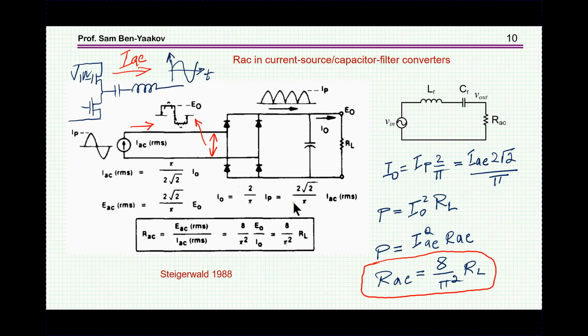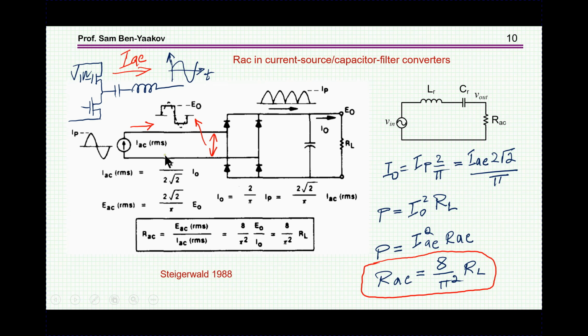So now this is copied from the paper of Professor Steigerwald from 1988 that I mentioned, a very, very nice paper. And here is a calculation of the RAC for this particular case. Again, we're assuming a current source. Here we see a square wave. Remember that you have real power when the current and voltage are of the same frequency. And of course, in this case, only the first harmonic will be contributing to the power of this current source, which is supposed to be a sinusoidal waveform.